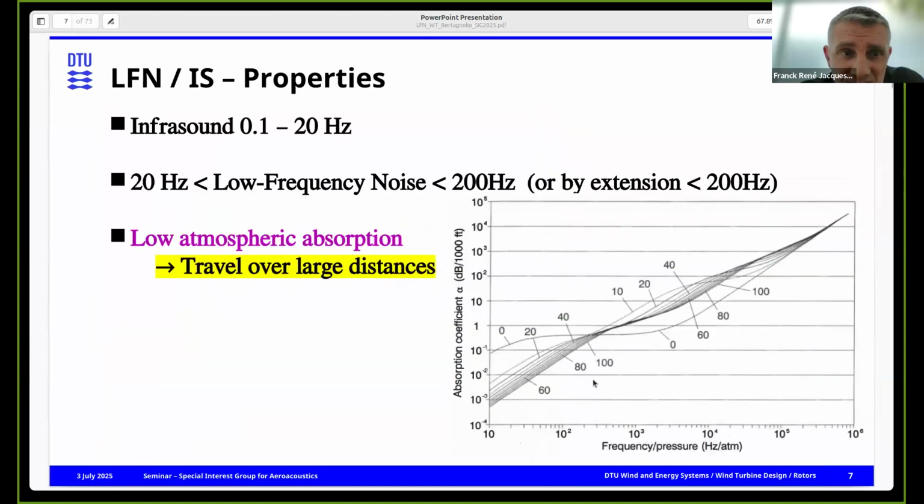And there is one more important part about low frequency noise. Here you have frequency again on the bottom, and here is the atmospheric absorption by the air, at different temperatures. But you can see when you go to low frequency, this atmospheric absorption is getting very low. And that means that low frequency noise will travel over large distances. So that's another fact to account for when you consider this issue of low frequency noise.